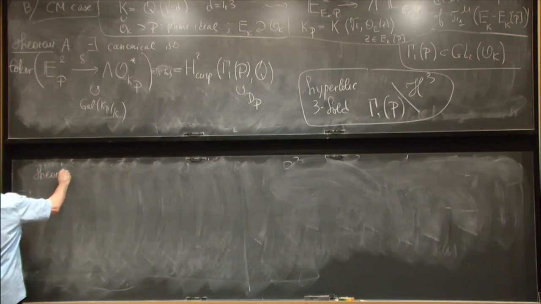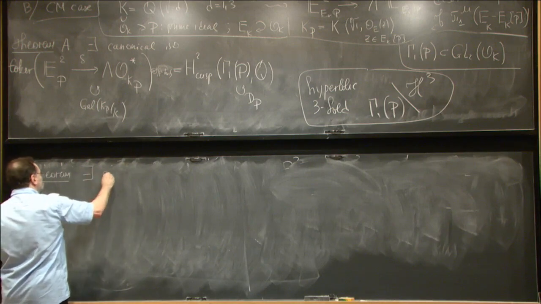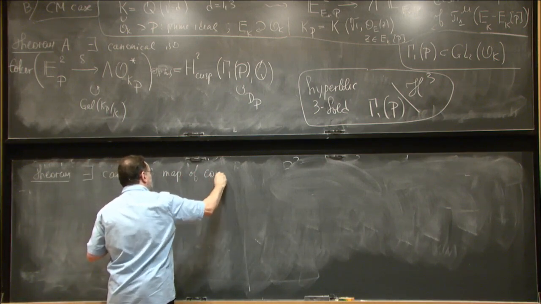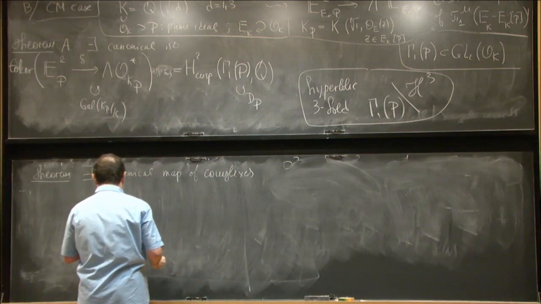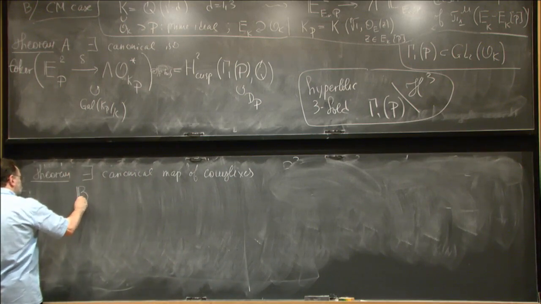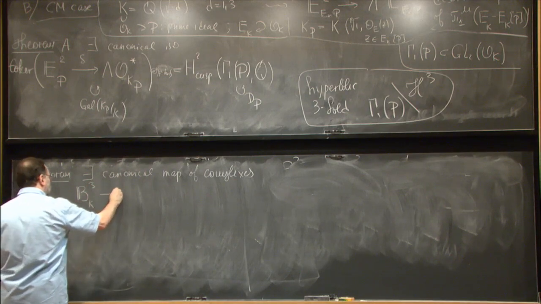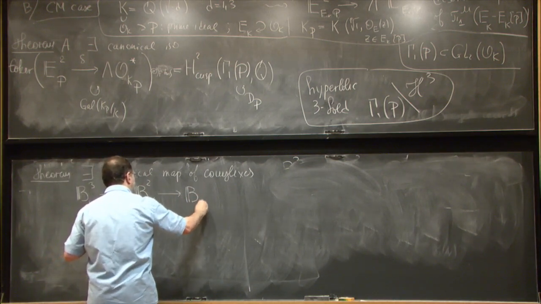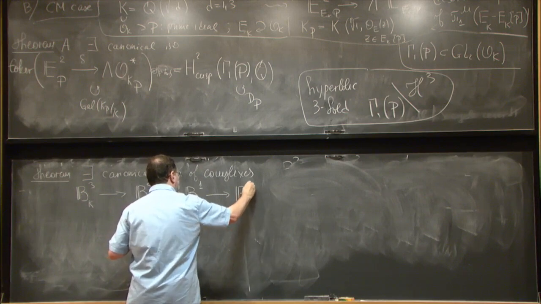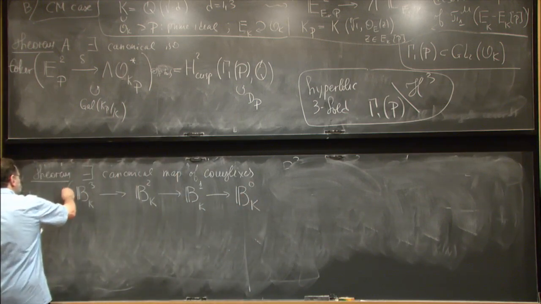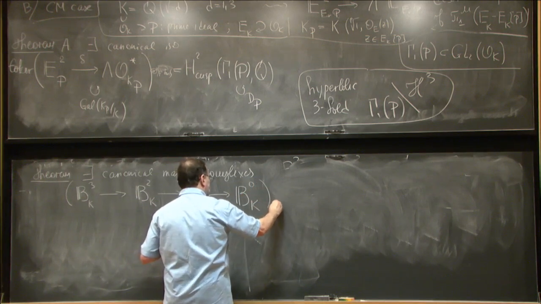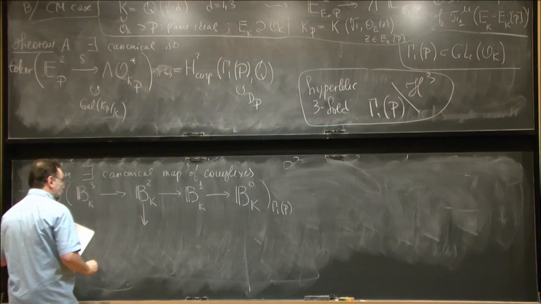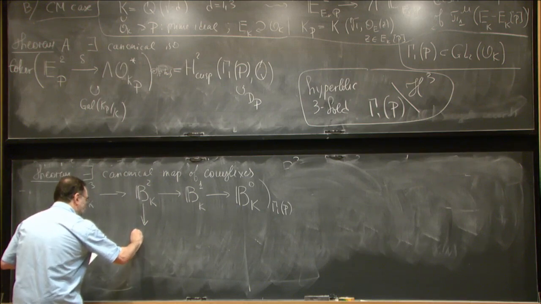Theorem. There exists a canonical map of complexes. So on the top we take this Bianchi complex for the field K. So we take its co-invariants. And we map it to the complex we care about, the Motivic complex.